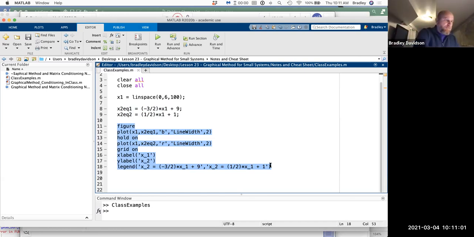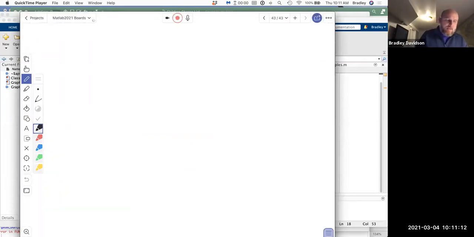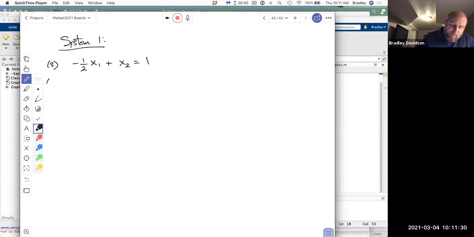I'd like for you to find a pencil. Take about 10 minutes and plot these 3 systems. So system 1 is going to be negative 1/2 x1 plus x2 is equal to 1. And we'll call that equation 3. Equation 4 is negative 1/2 x1 plus x2 is equal to 1/2.